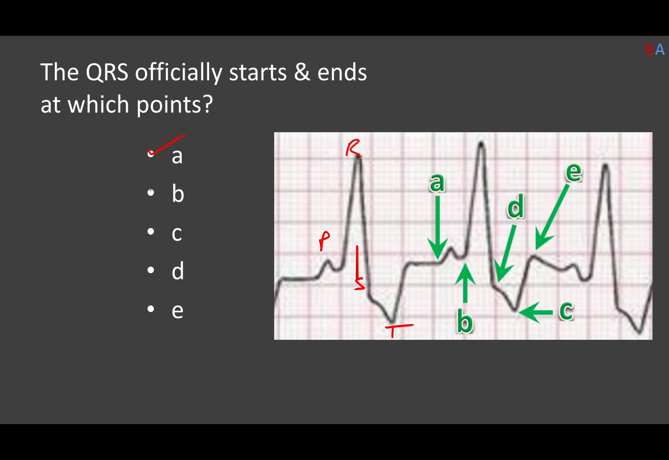Your QRS actually starts at point B. Of course, then it travels up. That makes the R wave. It comes down below that isoelectric line, and I'll just dash your isoelectric line through here.